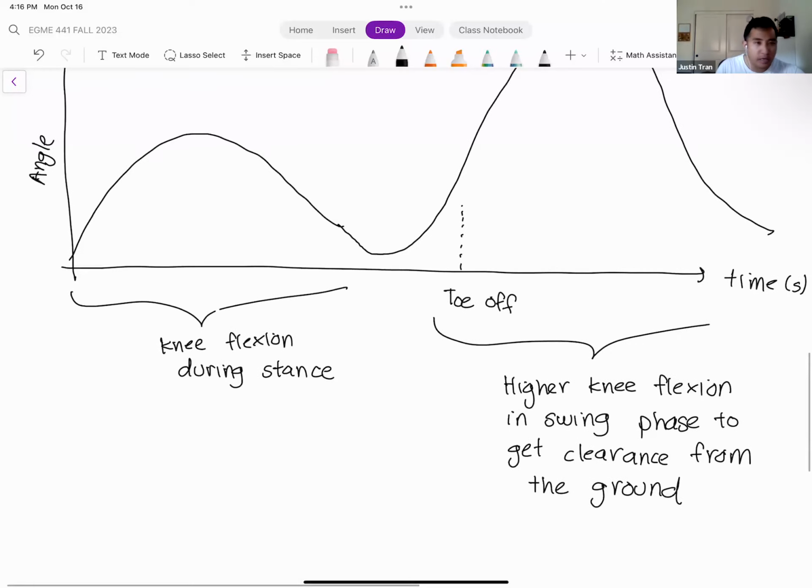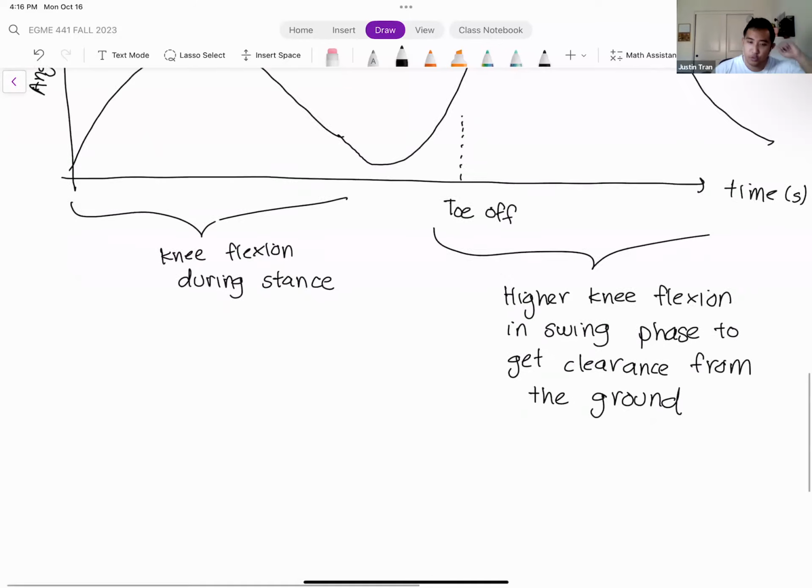All right, and then finally, let's look at the ankle. So the ankle actually does quite a few things, and it goes through different stages of dorsiflexion and plantar flexion. As your foot touches down, as you go through the middle of stance phase, as you push off, and then during the swing phase as well.